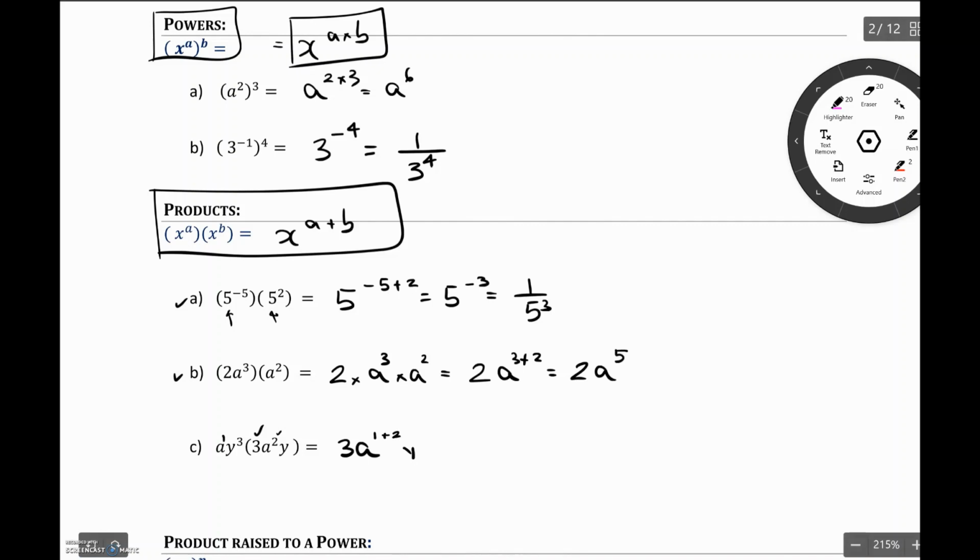Then we have y. We have y to the exponent 3 there. Then y to the exponent 1. We're multiplying, so we add the exponents. So this now becomes 3a to the exponent 3, and then y to the exponent 4.